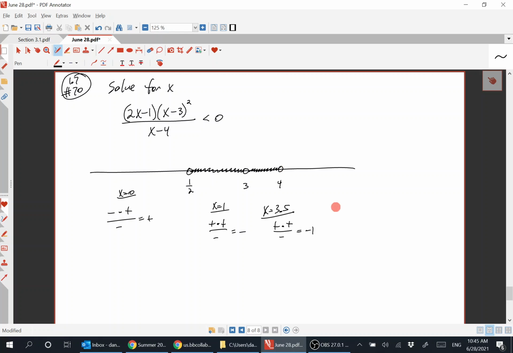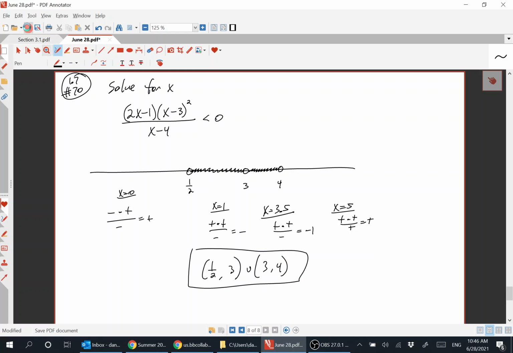And then from 4 onwards, try x equal to 5: positive, positive, and positive. It's positive. So that's not part of the solution. So here's the solution right here. It's the interval from 1/2 to 3, union the interval from 3 to 4. So the interval from 1/2 to 4, essentially, except for the number 3. Okay, so that's a good selection of problems from section 1.7.